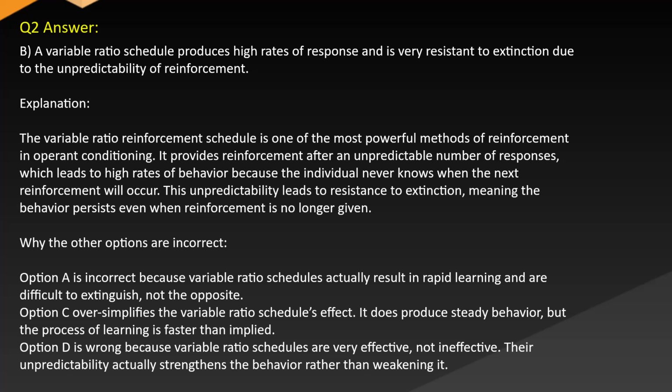Why the other options are incorrect? Option A is incorrect because variable ratio schedules actually result in rapid learning and are difficult to extinguish, not the opposite. Option C oversimplifies the variable ratio schedule's effect. It does produce steady behavior, but the process of learning is faster than implied. Option D is wrong because variable ratio schedules are very effective, not ineffective. Their unpredictability actually strengthens the behavior rather than weakening it.